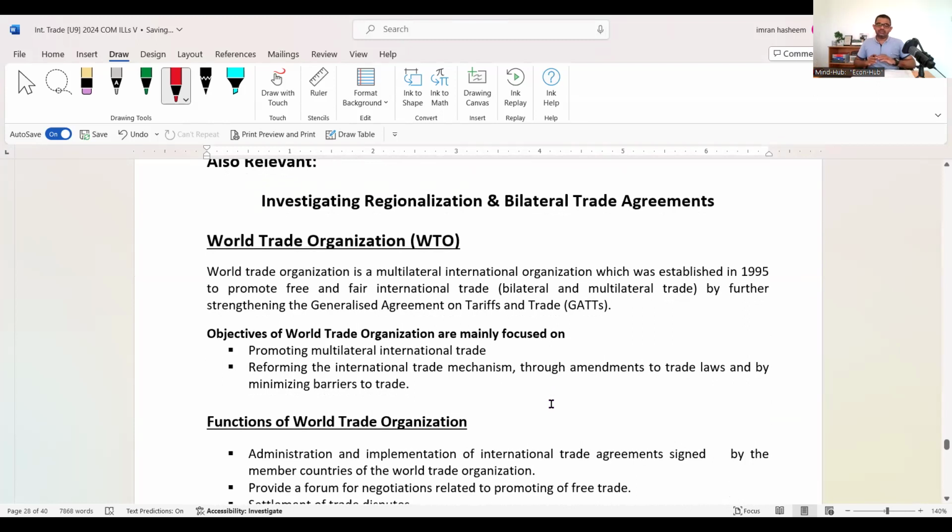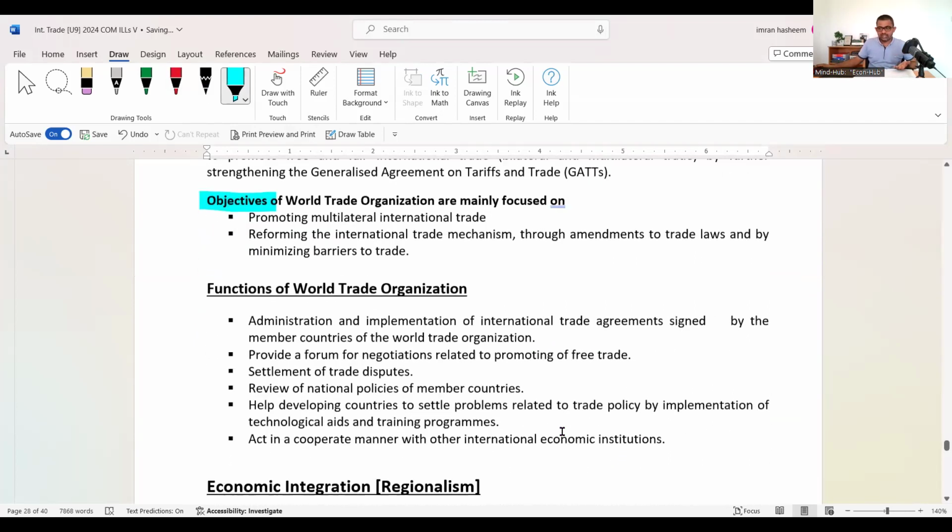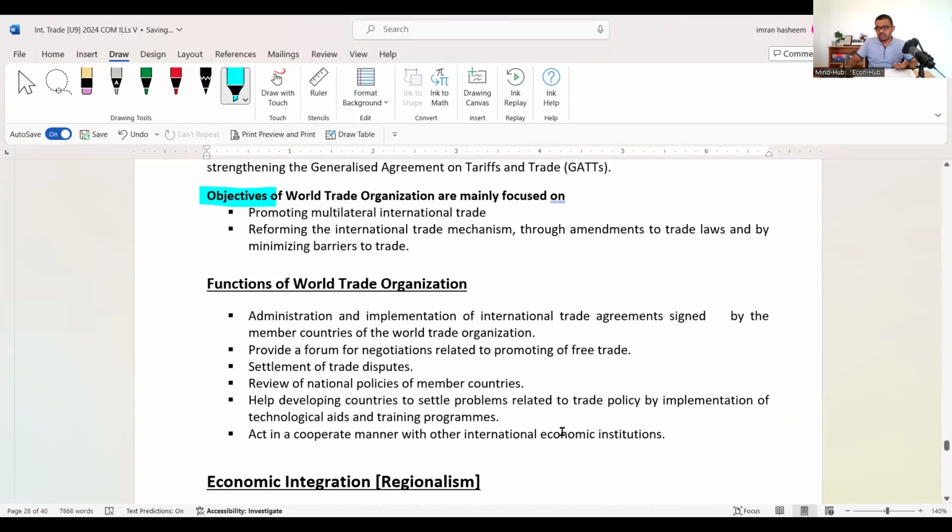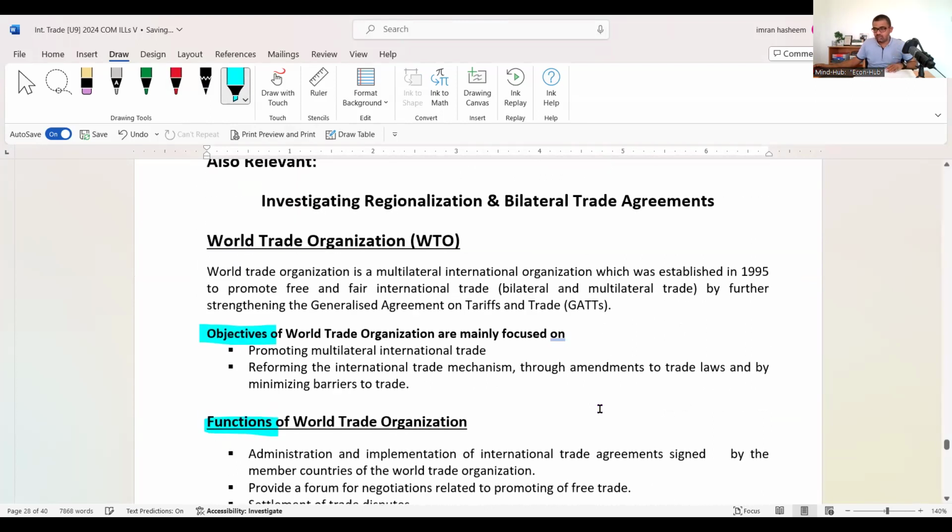WTO. We don't need to go into a big discussion. You need to know what their main objectives are. What is the purpose of creating the World Trade Organization, right? And also you need to know some of their main functions. That should be sufficient, because generally this is mostly an MCQ question. Even if it's second paper, with this you can answer.